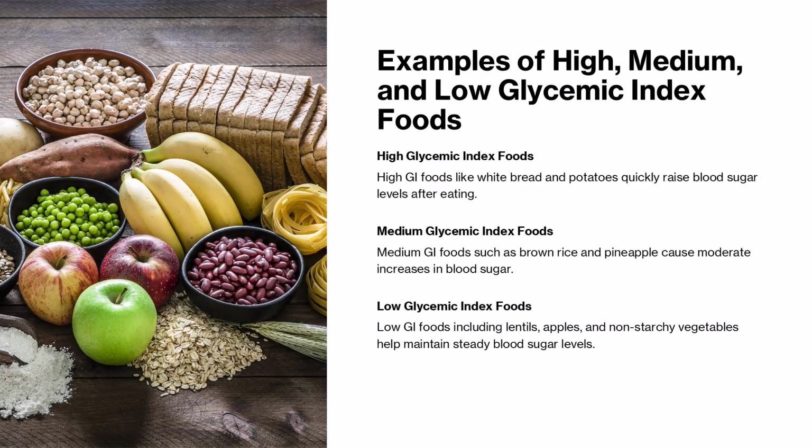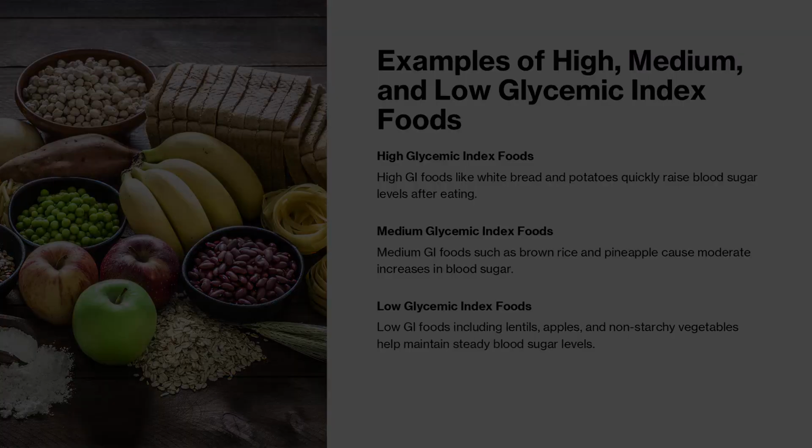Examples of high, medium, and low glycemic index foods. High GI foods, such as white bread and potatoes, quickly raise blood sugar. Medium GI foods, like brown rice and pineapple, cause a moderate increase. Low GI foods, including lentils, apples, and non-starchy vegetables, help maintain steady blood sugar levels.